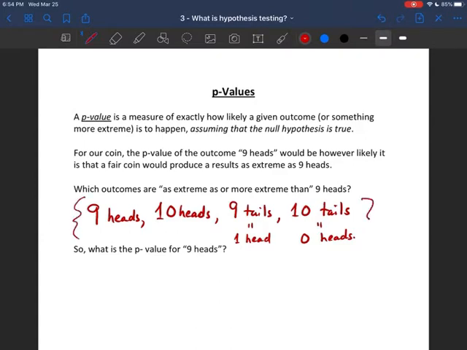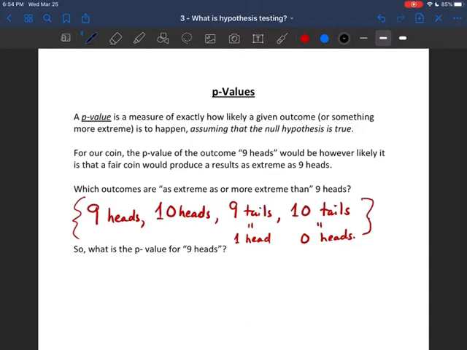Okay, so that's the collection of events that qualify as extreme or more extreme than 9 heads. So the p-value for 9 heads would be how likely is it that one of these things would happen if I flipped my coin 10 times. Now I can do a little calculation on this.